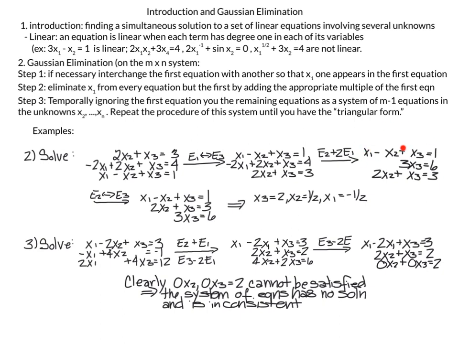Now we're going to ignore the first equation and pretend like we have a 2 by 2. The first step is to change so that x2 appears in the first equation. So we just change the rows. So I have this notation, I swap them. So I have x1, I just copy over. I swap these two equations.